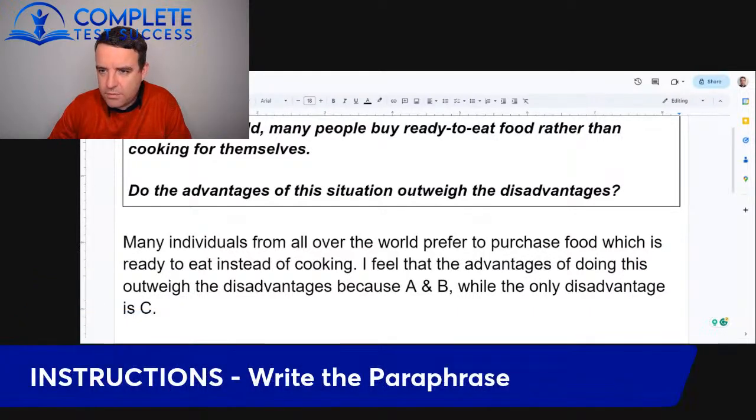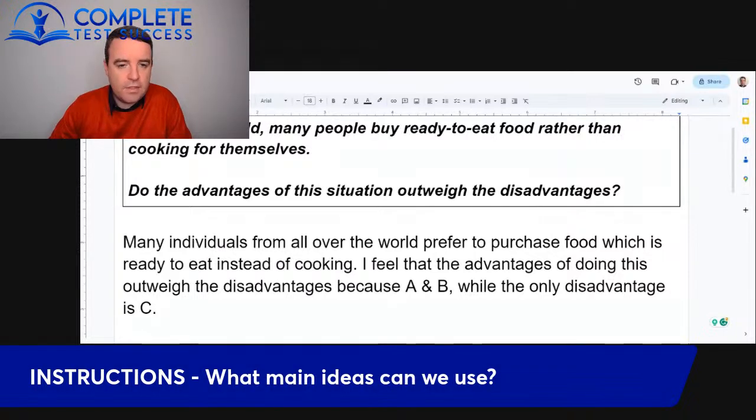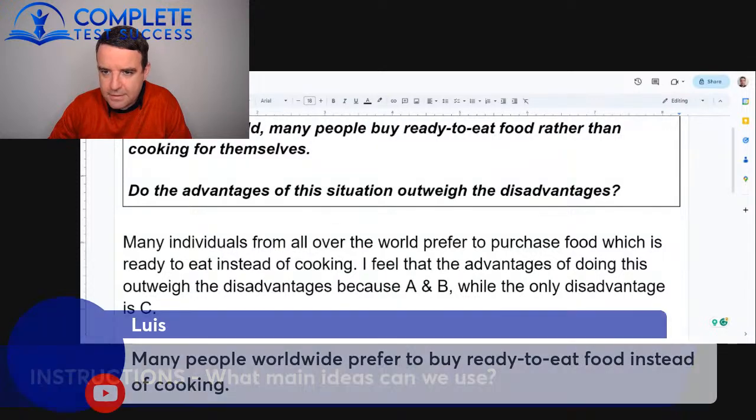So that's what I wanted to do next. I know some of you have already written paraphrases, and I will give you feedback on that in a moment. But the next task is, what main ideas can we use? So what advantages, one or two, and what disadvantages, one or two, can we use for this question? Okay. And let me continue giving feedback to everyone else then.